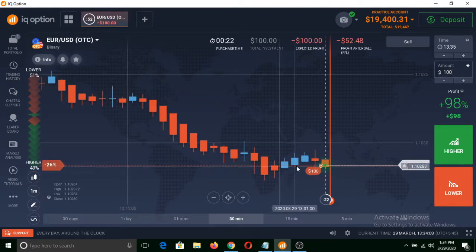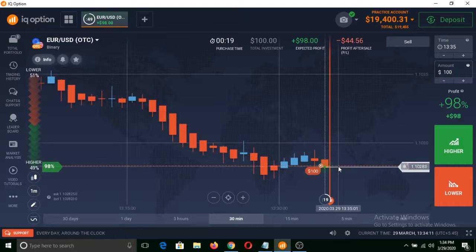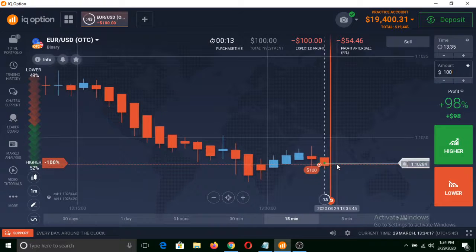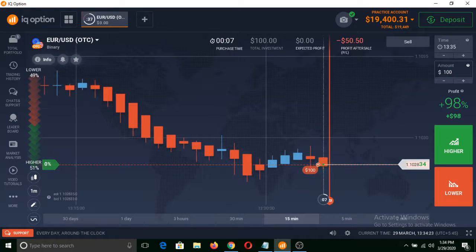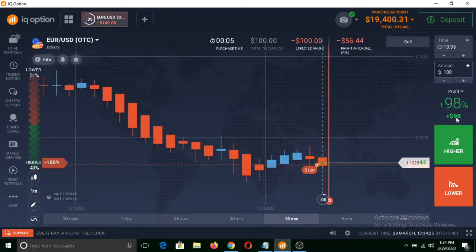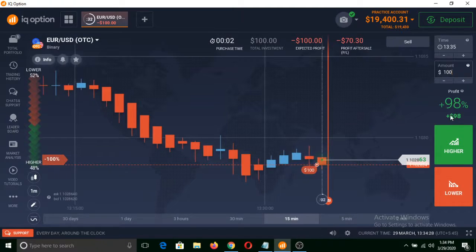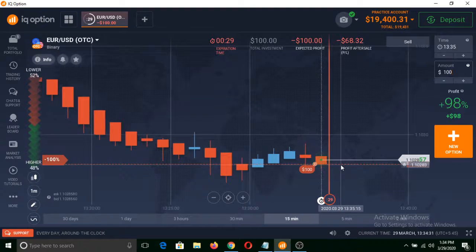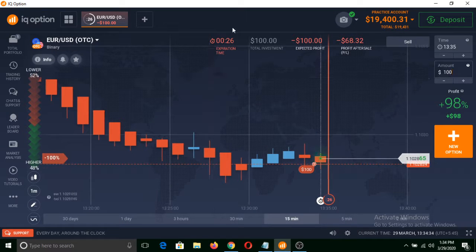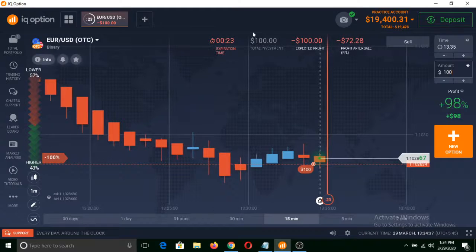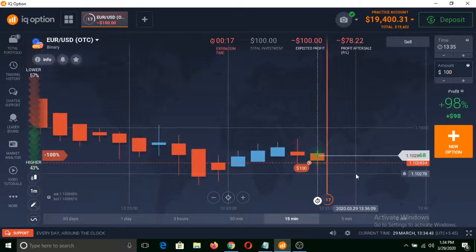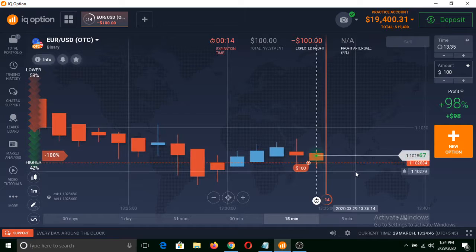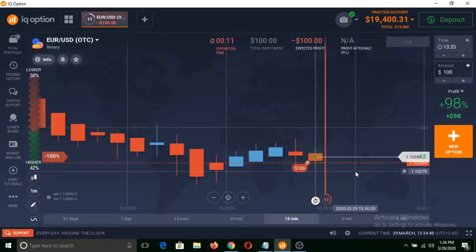As you can see, a red line has been formed here. This is the exact point from where I have made this trade. Now if the price of this asset remains below this red line when the expiration time is over, then I will get a profit of $98 in 1 minute. But if the price of this asset remains above this red line when the expiration time is over, then I will lose my total invested amount, that is $100. So now let's wait for this trade to close automatically and see our result, what happens.